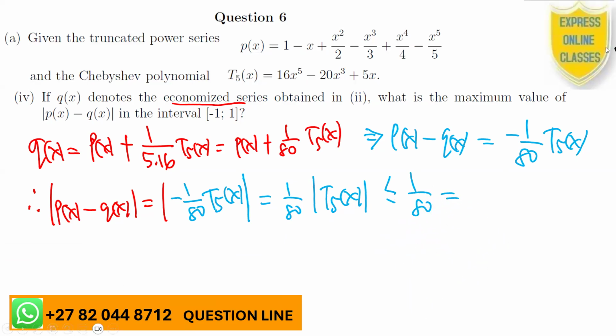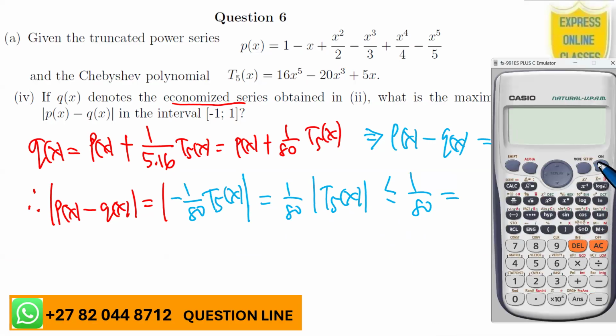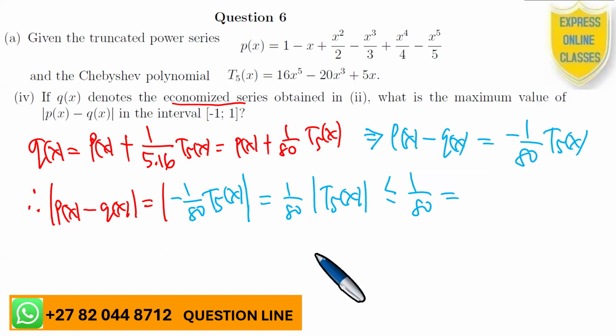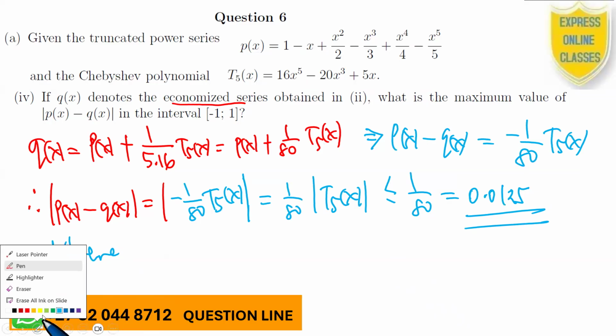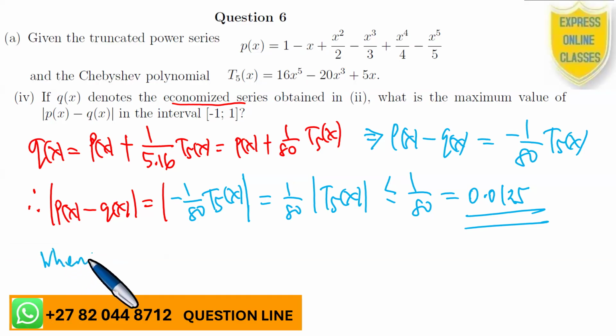And this as a decimal can be computed as follows. Check this out. If you do 1 divided by 80, 1 out of 80 as a decimal is 0.0125. This is certainly the case when x lies between minus 1 and 1 inclusive, when -1 is less than or equal to x less than or equal to 1.